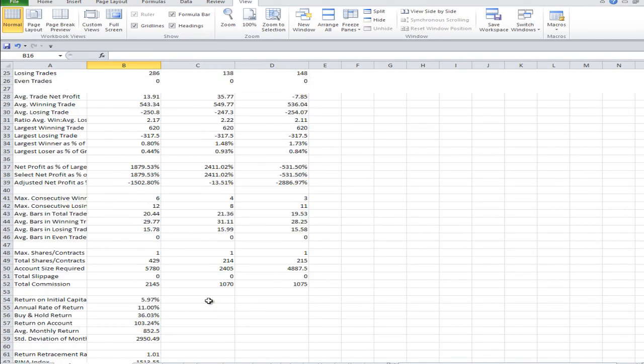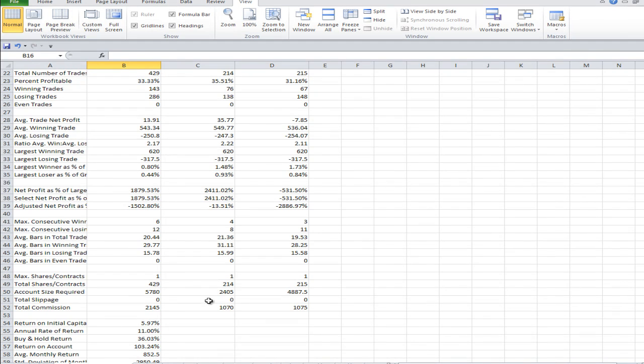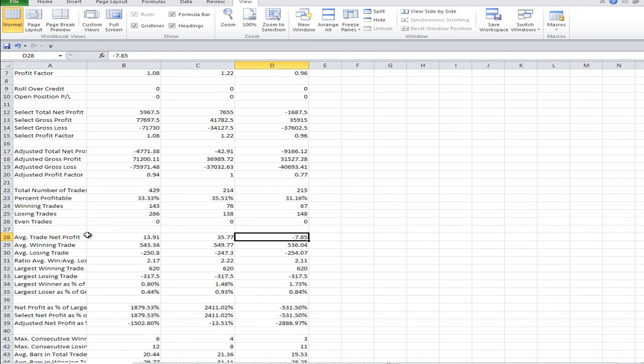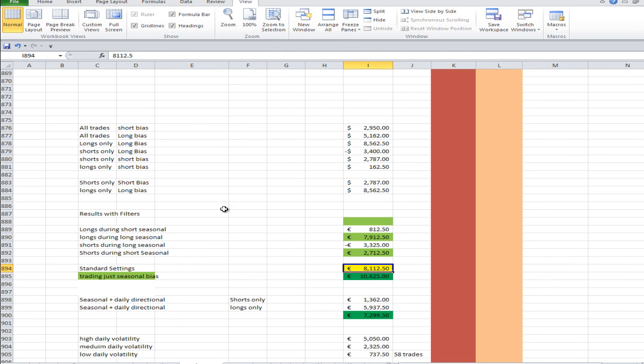We also had, and I'll just go through this, average trade net profit was terrible at $13.91. There was a huge bias to the long side of $35, negative $7.85 to the short side. So let's keep those numbers in mind as we're going through these stats. So we had a system that was fairly poor, like $13 average trade net profit. So then if we go to our trade list and have a look at the breakdown.